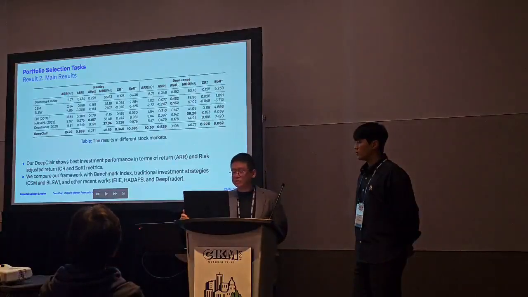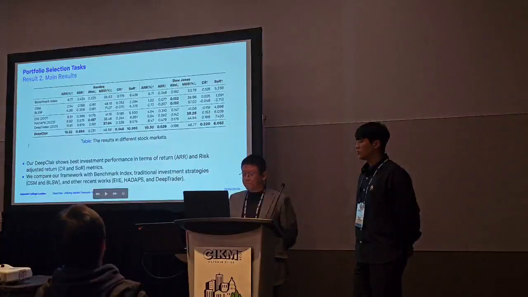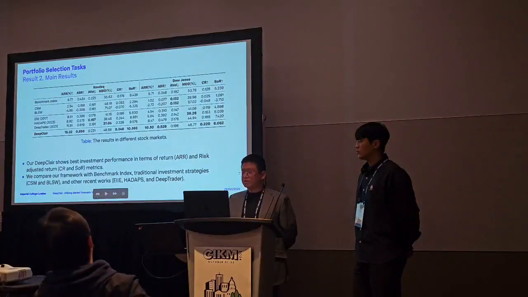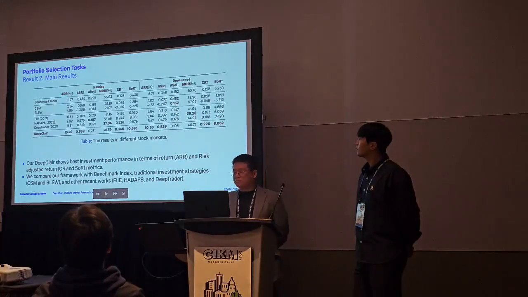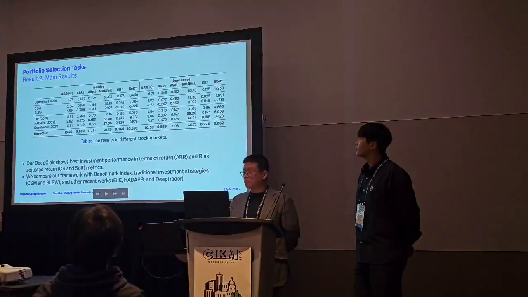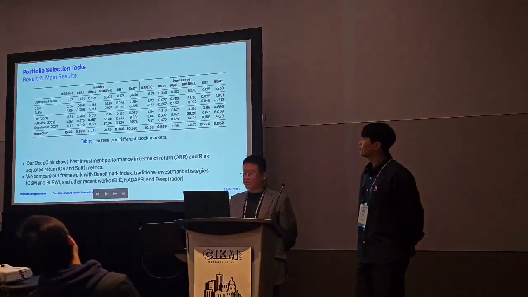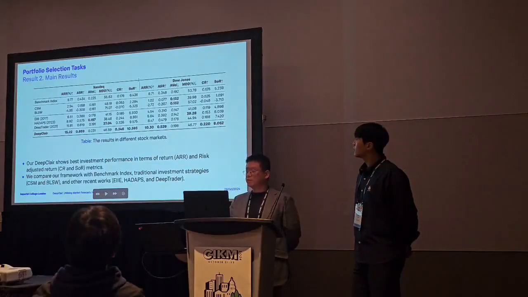And this is our main result for portfolio selection tasks. As you can see here, AIR, ASR, CR, and Sortino are quite related to return. Our DeepClair shows the best investment performance in terms of return and risk-adjusted return metrics in two domains, including Nasdaq and Dow Jones.